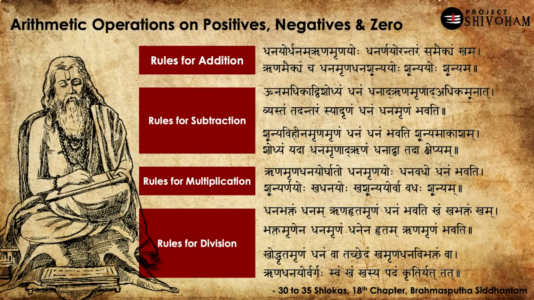Cutting straight to the crux of the topic. In the 18th chapter of Brahmasputa Siddhantam, Brahmagupta codified the rules for the arithmetic operations with positive numbers, zero and negative numbers. How to add them, how to subtract them, how to multiply and divide them. And what you're seeing on your screen are just that. A well codified set of Sanskritam slokas in which Brahmagupta codified the arithmetic operations of positive numbers, zero and negative numbers. Now let us try to break it down and understand.